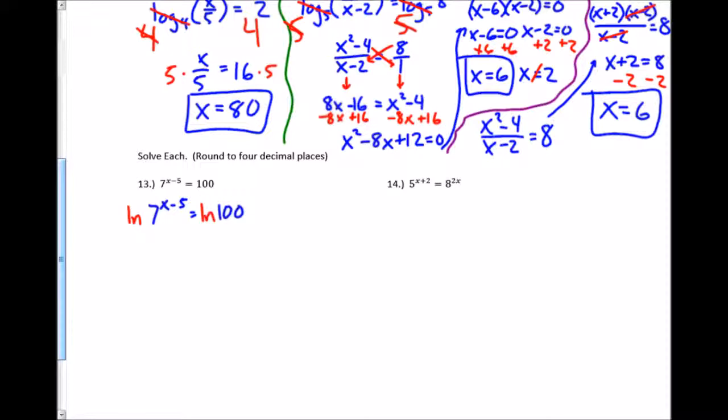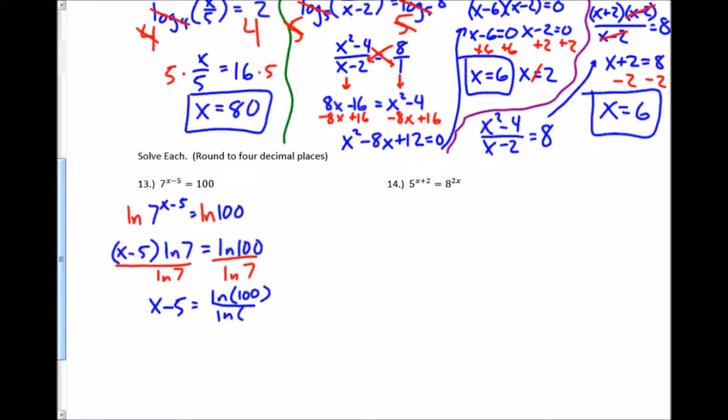When I do that, it allows me to bring this exponent, the x minus 5, out front as multiplication times that natural log of 7. And now I can divide. I'm going to divide by this natural log of 7 on each side. So I get x minus 5 equals the natural log of 100 divided by the natural log of 7.